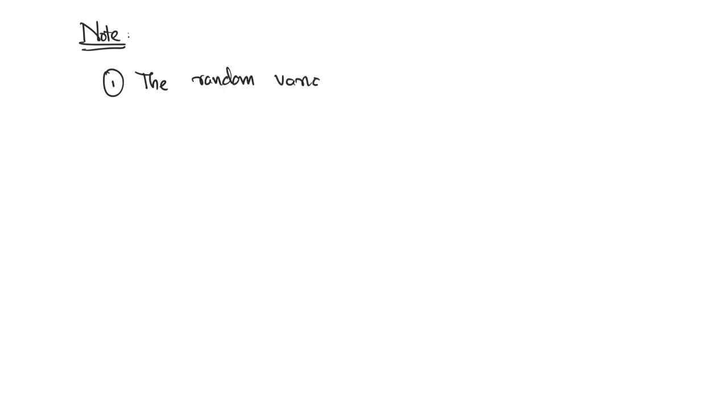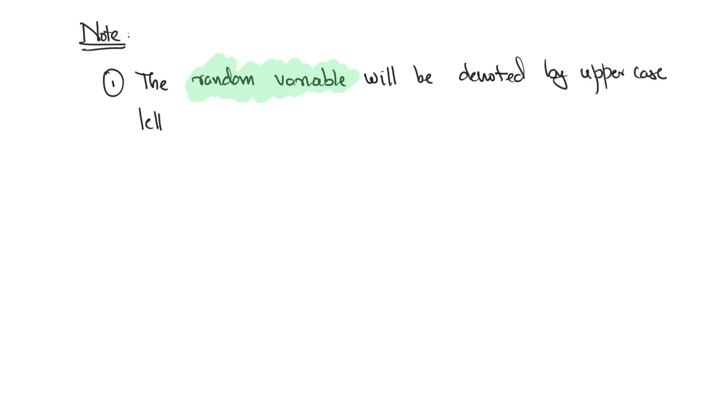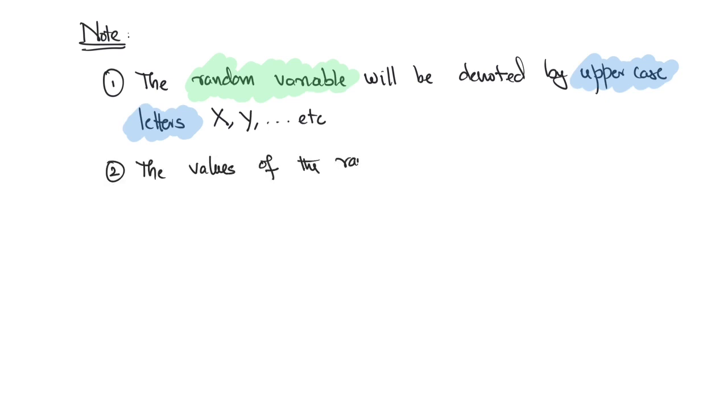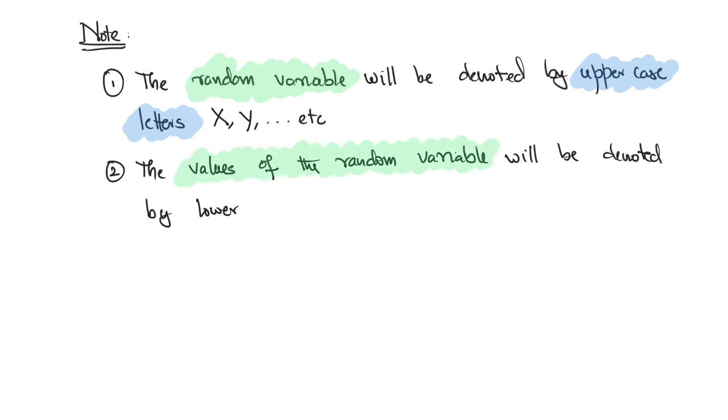We set up some conventions. The random variables will be denoted by uppercase letters X, Y, Z, etc. And the values of the random variable will be denoted by lowercase letters, that is small x, small y, small z, all lowercase letters.